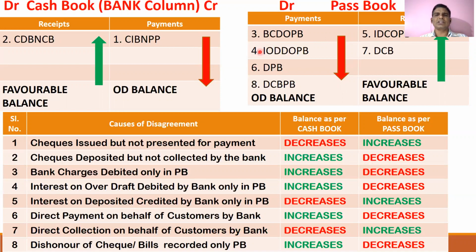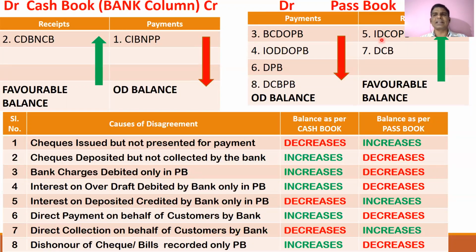Next, interest on overdraft debited only in the passbook. Whatever is debited in the passbook, the balance decreases, and the cash book balance increases because it is not written. So interest on overdraft debited only in passbook: passbook balance decreases, cash book balance increases.